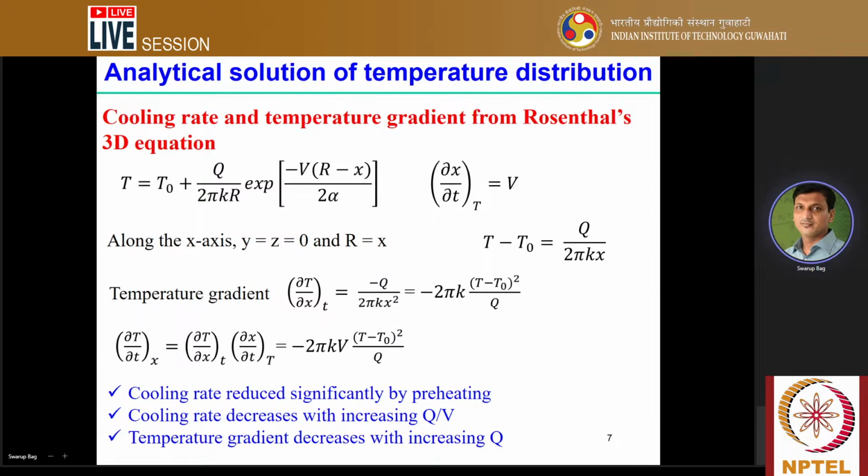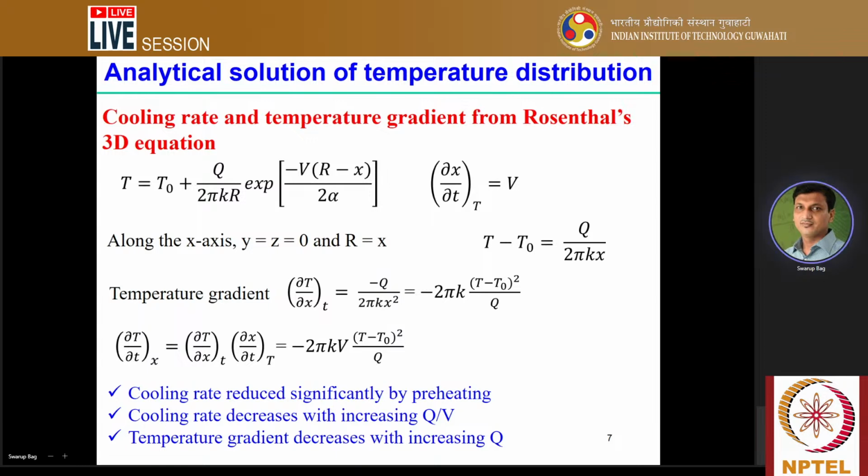The third conclusion here is that temperature gradient decreases with increasing Q. We have already calculated del T by del X as the temperature gradient, and we can see that it decreases with increasing Q. Here the equation is minus twice pi k (T minus T0) square divided by Q. I'm talking about the magnitude, neglecting the sign convention, so just focus on the magnitude of this value. So as Q increases, the temperature gradient decreases. These are the inferences we can derive from this particular expression.